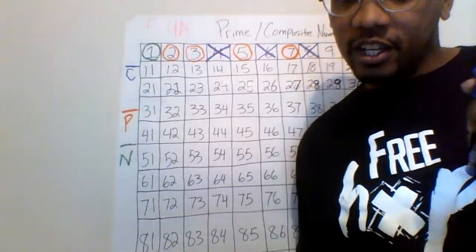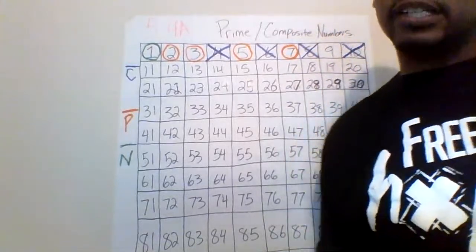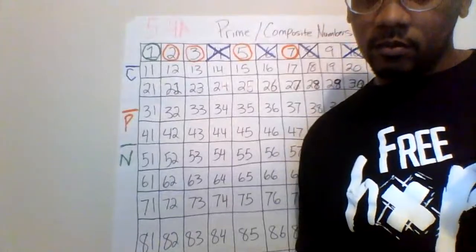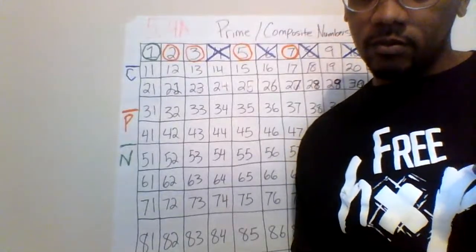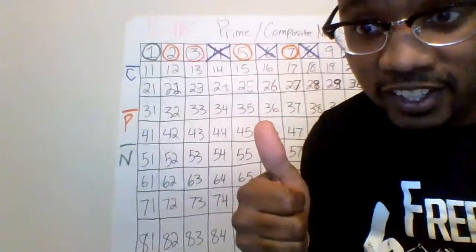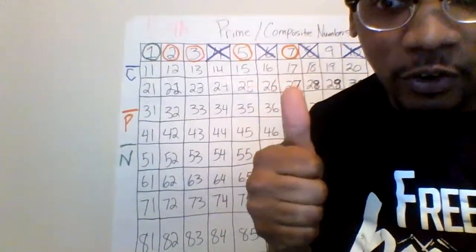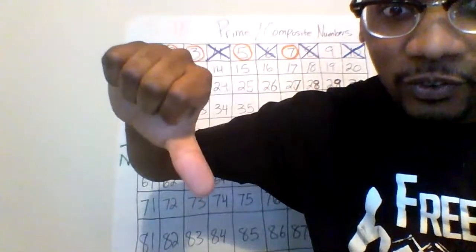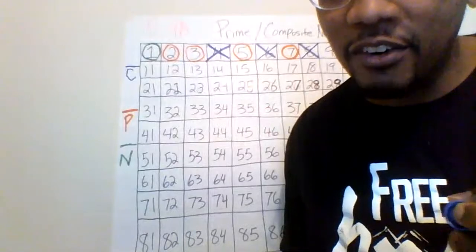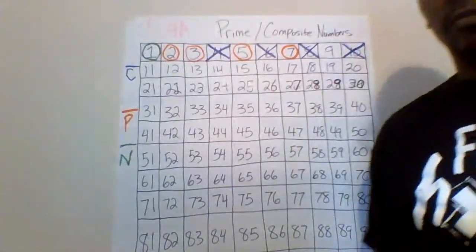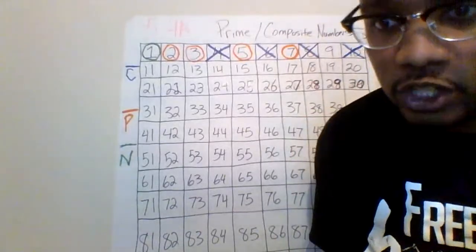Valeria G, is number 9 prime or composite? All right, thumbs up if you agree with Valeria G. You can type in your thumbs. If you agree that number 9 is prime, thumbs up. Thumbs down if you disagree with Valeria G and you think the number 9 is composite. You can type in your thumbs on your emoji.